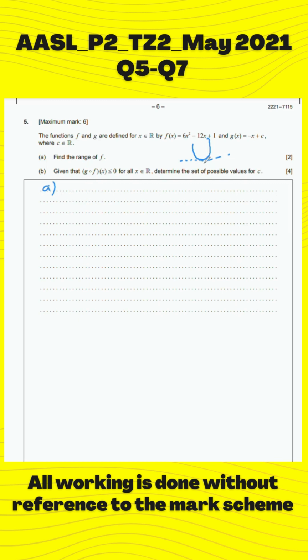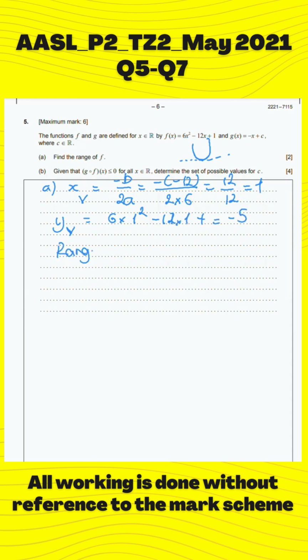So to find the y vertex, first we need to find the x of vertex. It will be negative b over 2a, which is negative negative 12 over 2 times 6. So it will be 12 divided by 12, which is 1. And we use this x vertex to sub in the function to find the y vertex. So the y vertex will be 6 multiplied with 1 squared minus 12 times 1 plus 1, which is negative 5. So the range of f is y bigger or equal than negative 5.